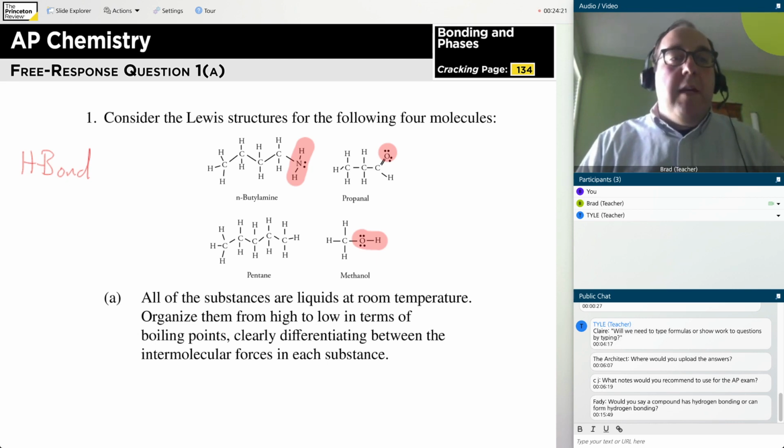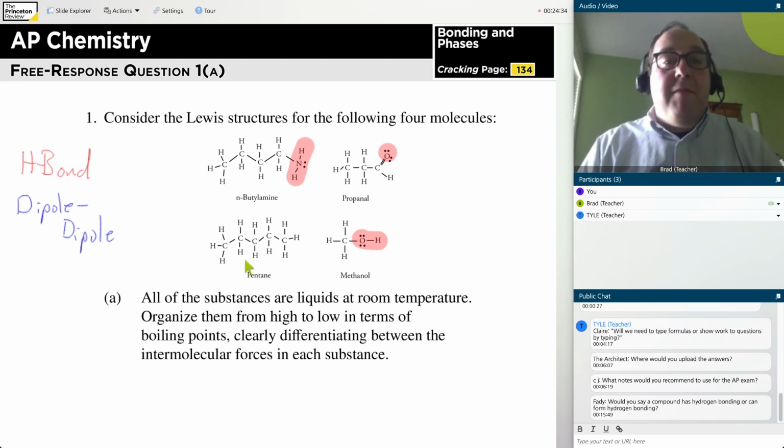The next one down was just your plain old dipole-dipole forces, right? So I'll do these in blue. And dipole-dipole forces showed up anytime you had polar molecules. That was the only requirement for them. Pentane, CH bonds are very nonpolar. That's about as nonpolar as it gets.